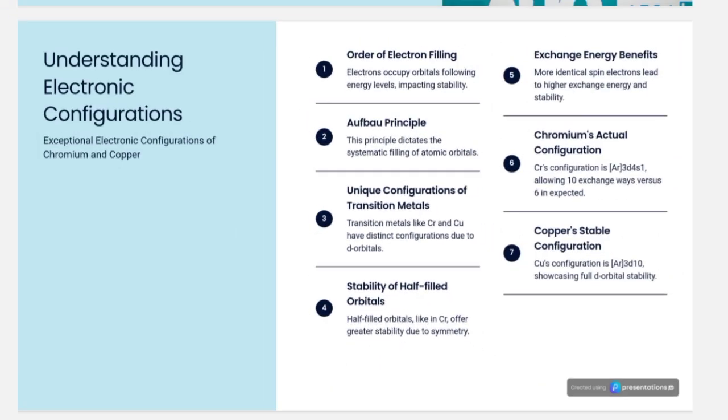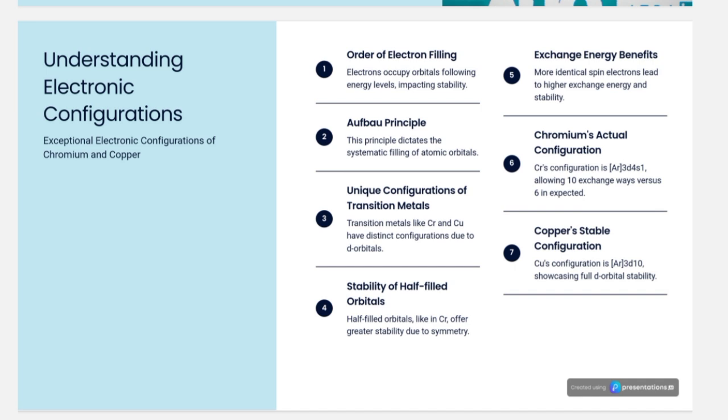Today we are going to start a discussion on the exceptional electronic configuration of chromium and copper. We are all well aware that copper and chromium have exceptional configurations, but we will understand how it is possible and why it is needed that they have a difference in their electronic configurations. So first, we will understand electronic configurations by looking at the different factors.